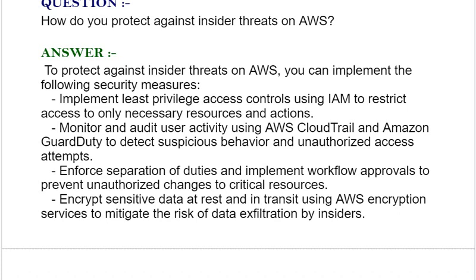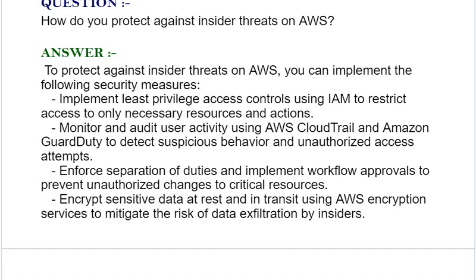First one is implement least privilege access controls using IAM to restrict access to only necessary resources and actions. Next one is monitor and audit user activity using AWS CloudTrail and Amazon GuardDuty to detect suspicious behavior and unauthorized access attempts.